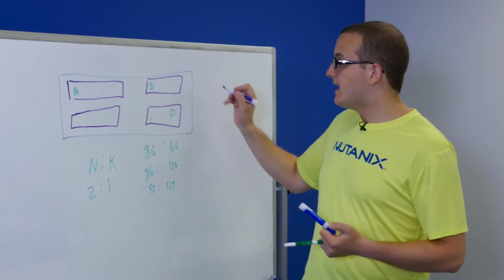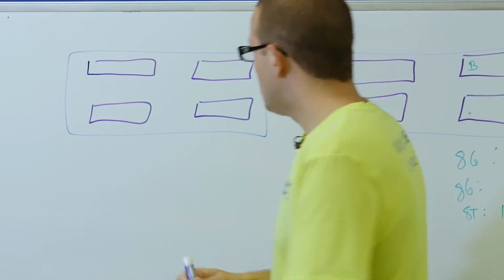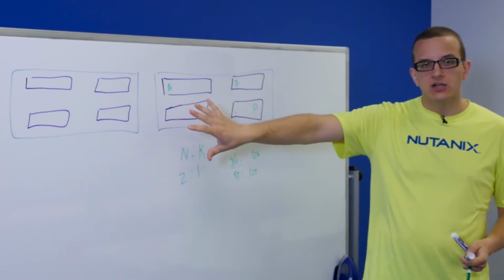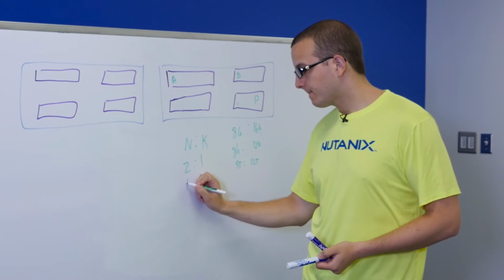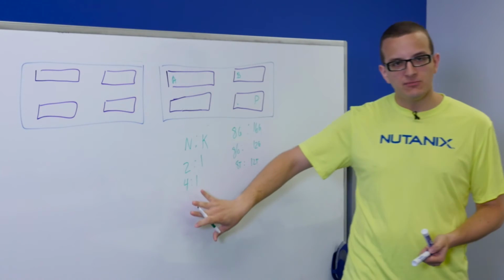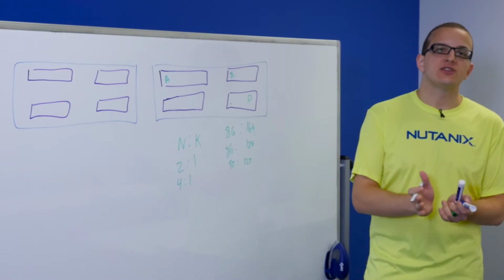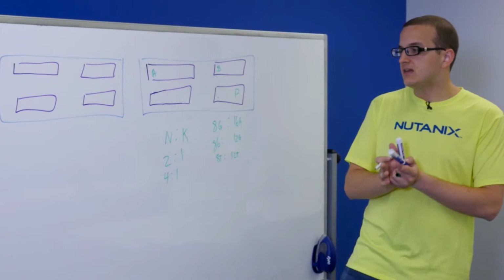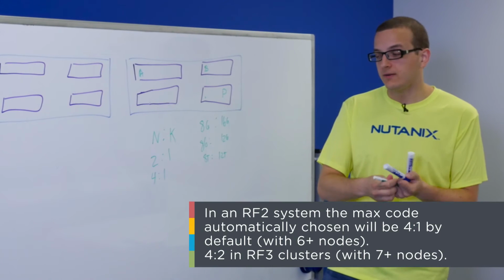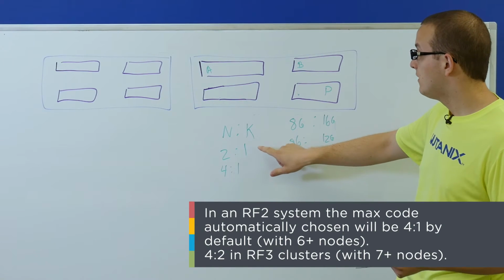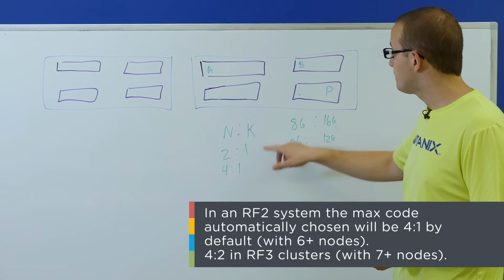Say later on you add another block. The system will automatically code the new data in a 4-to-1 ratio. This is the maximum that it will go on its own, as after this the space savings gets proportionally less and less, making the extra computational power required to calculate the code not worth it. So by default, the system will choose for you a 2-to-1 to a 4-to-1 code in an RF2 cluster.